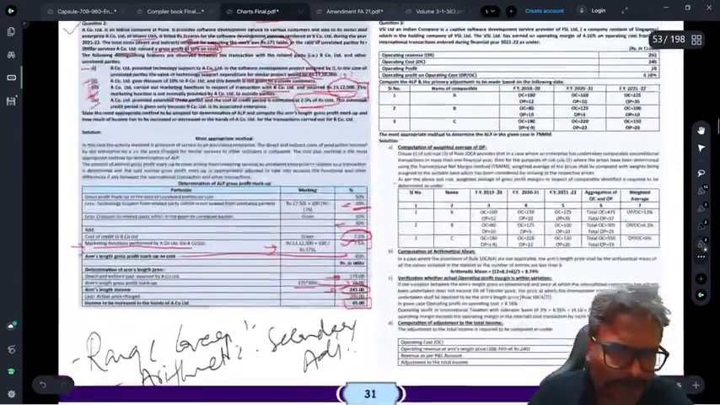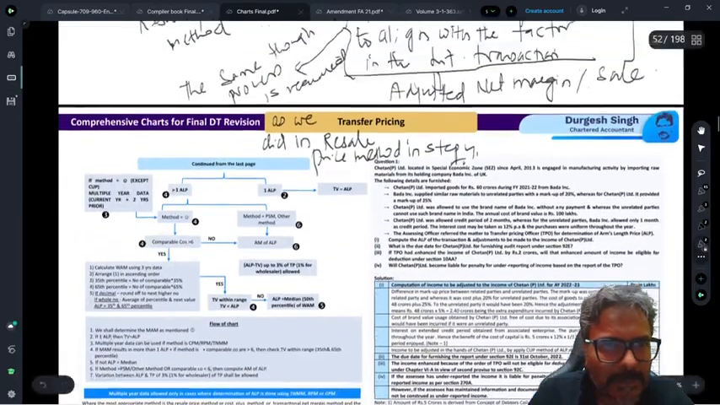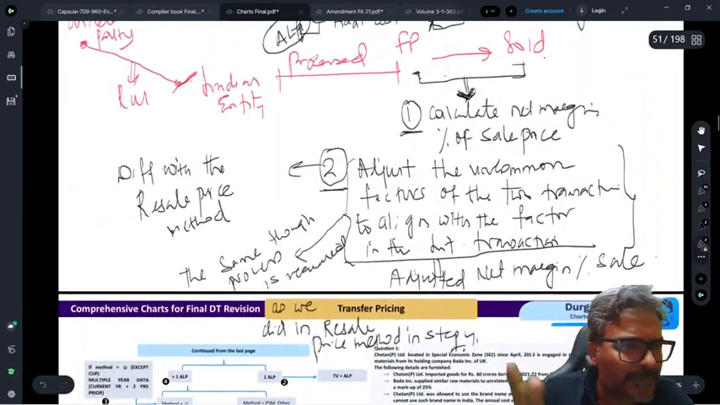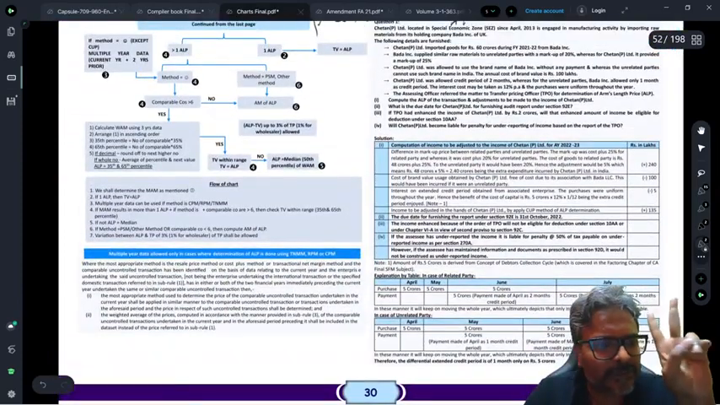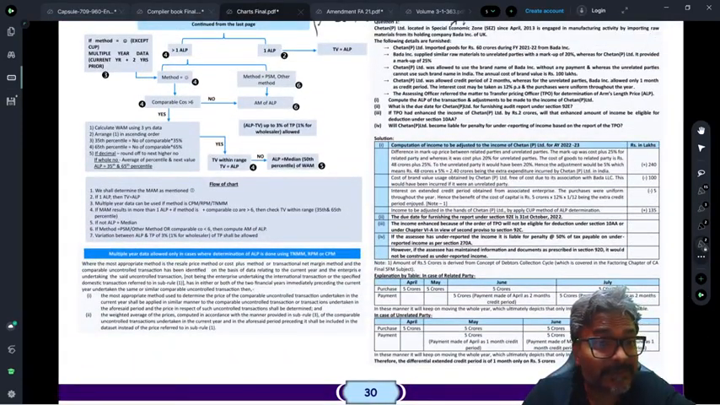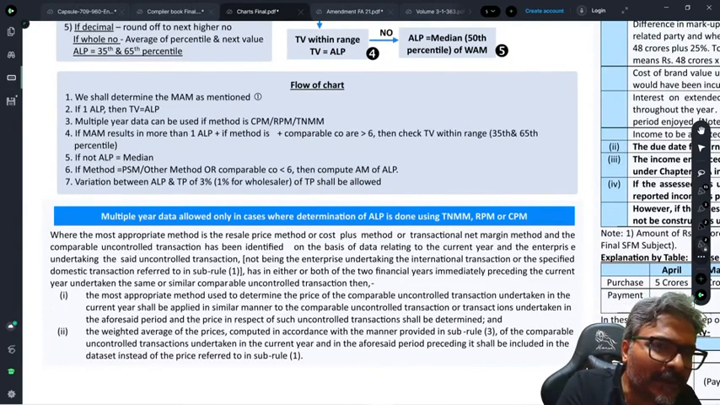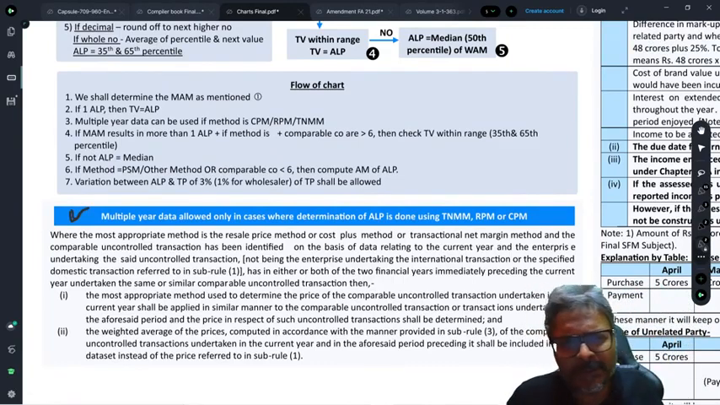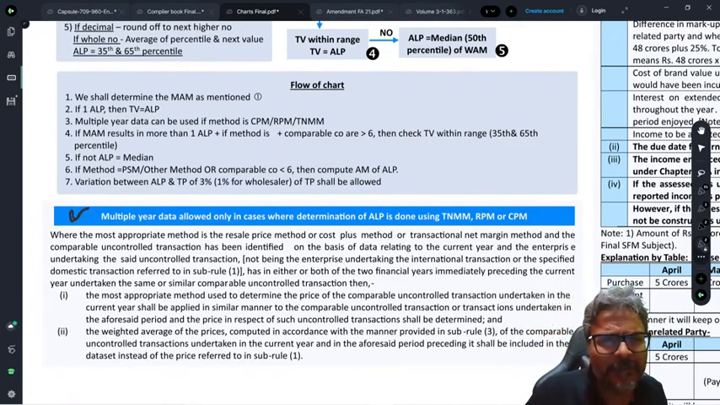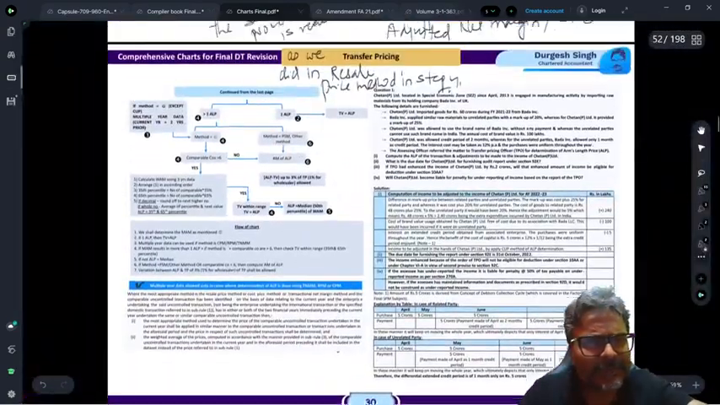Now, students, what is left? Let's try to deal with that one. What is left now? Multi-year data. There are two things which I'll now discuss, and that should be all. Transfer pricing is over from my side. Two things, students, are left. One is this multi-year data concept I just wanted to discuss with all of you. This is the only thing which has not been targeted by the ICI up till now in the examination. And somehow or the other, I feel this theoretical part is very important, and I will make you understand. Obviously, I know that many of you would not have done it, so let's try to understand this particular concept.